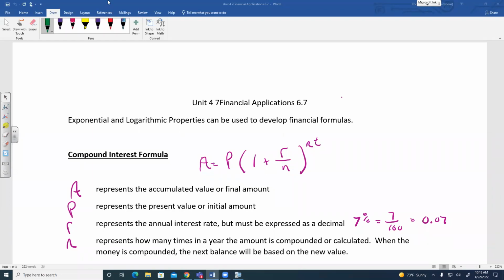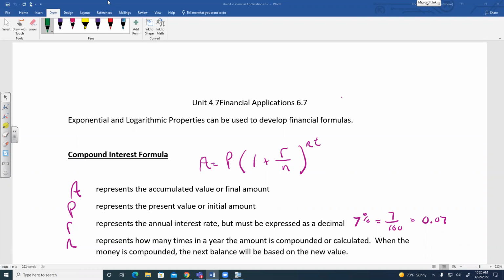Today we're going to do lesson 7 on financial applications. These applications will involve the exponential and logarithmic properties, and we'll be working with some financial formulas. One of the financial formulas that's very common in a lot of financial areas is the compound interest formula.